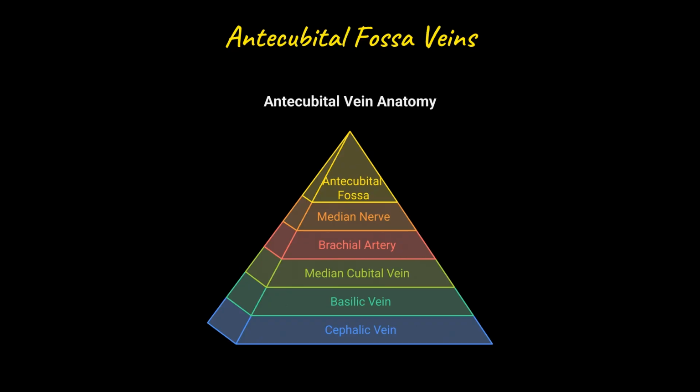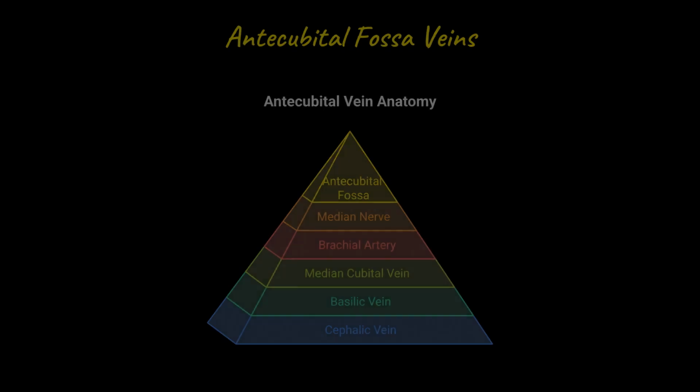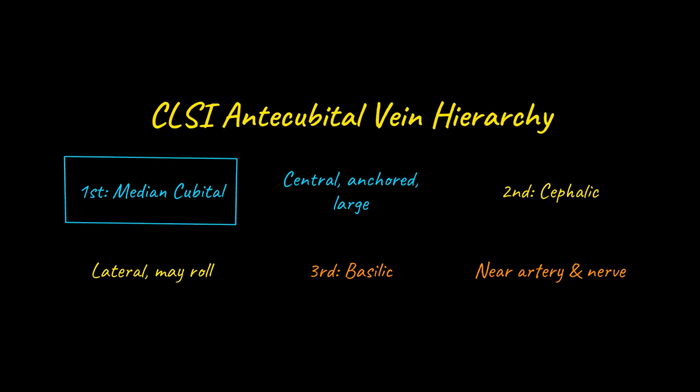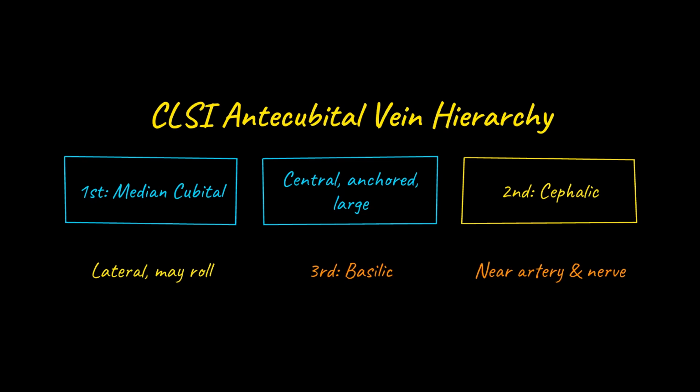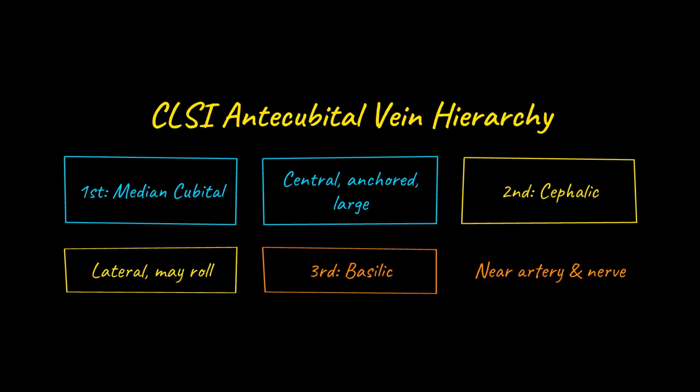The cephalic runs laterally along the thumb side, and the basilic runs medially, directly adjacent to the brachial artery and the median nerve. The CLSI ranks the median cubital first because it is the largest, most anchored, and farthest from critical structures. The cephalic is second but more prone to rolling. The basilic is last, used only when the first 2 are not viable, because it lies next to the brachial artery and median nerve, raising the risk of arterial puncture or nerve injury.